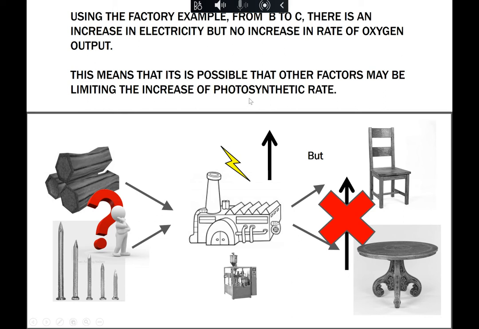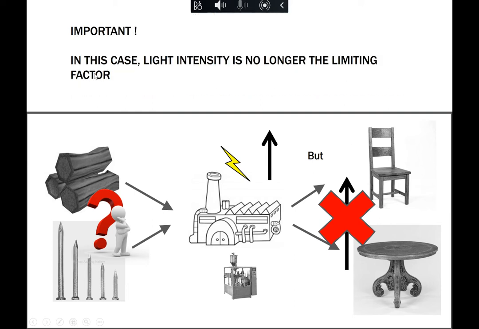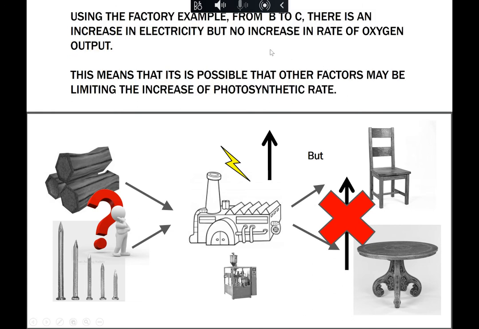So that means from point B to C, there must be some other factor that limits the rate of photosynthesis. Some other factor will be important to further increase my rate of photosynthesis. Okay, moving on. Again, in this case, light intensity is no longer the limiting factor from point B to C. So it must be something else.